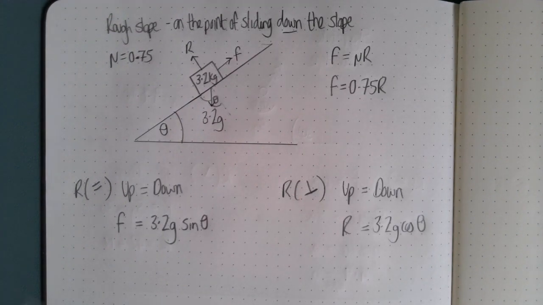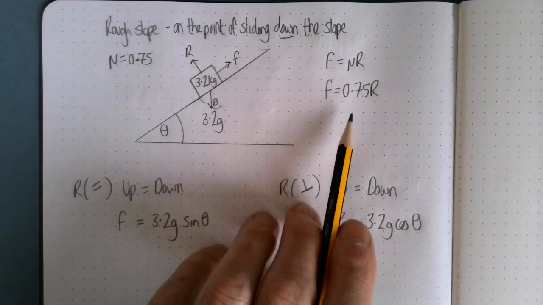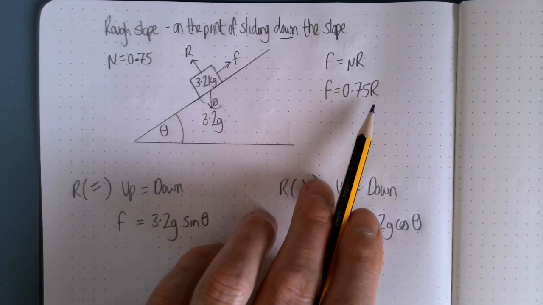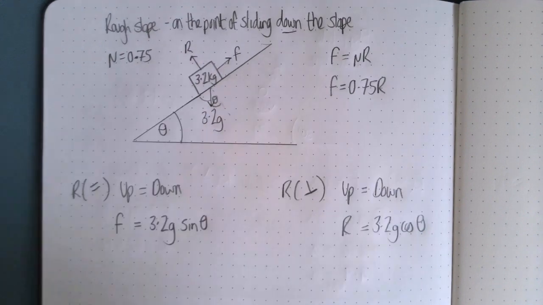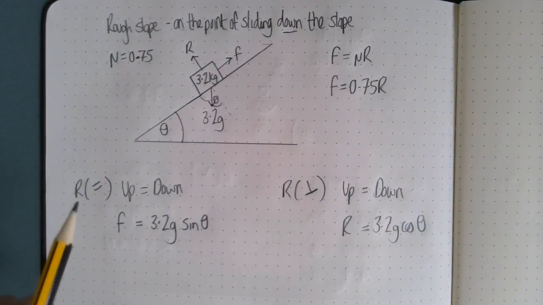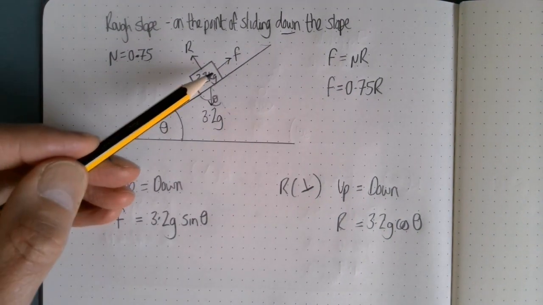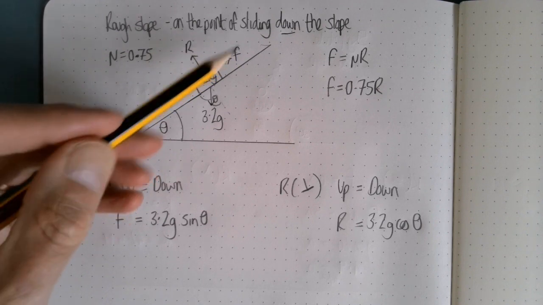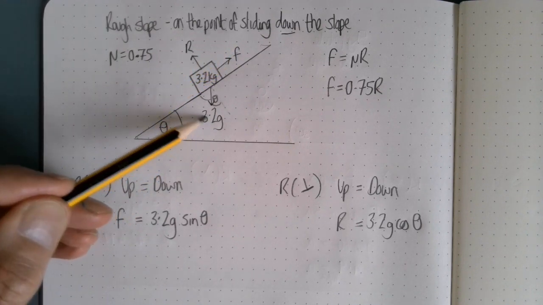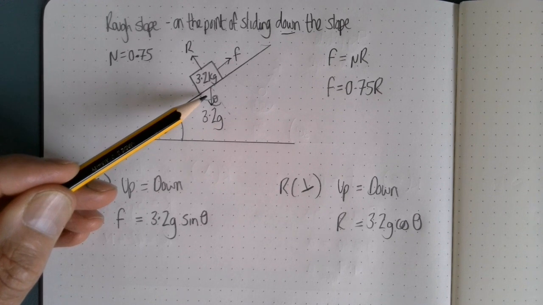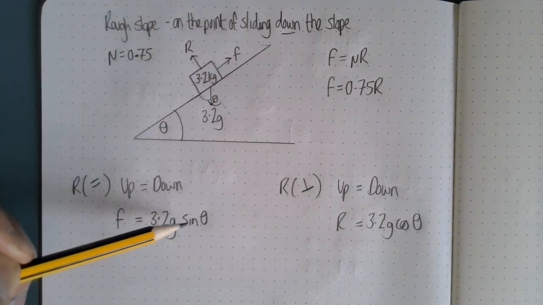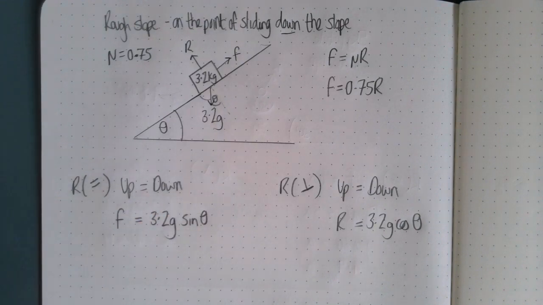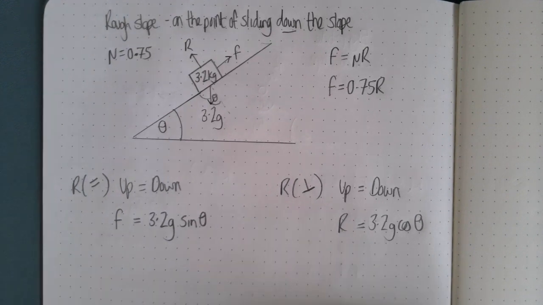Right, so F is equal to 0.75 times R, which links those two missing values. Parallel to the slope, you've got F, the friction force, which is holding it up the slope, and then the component of this force pulling it down. We don't know that angle there. It's 90 minus theta. So we could say cos of 90 minus theta, but that's the same as the sine of theta. That's where we started with all this. The sine of theta is the same as the cos of 90 minus theta. So I've got a formula for F.